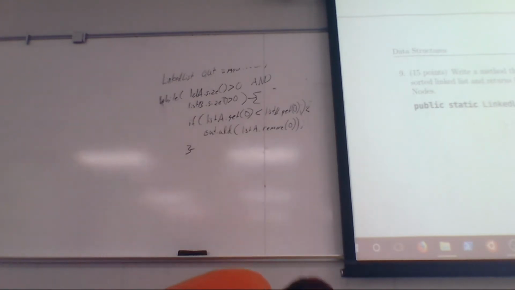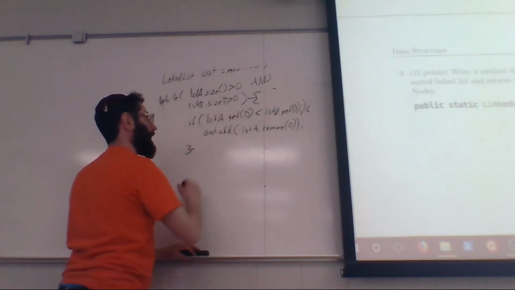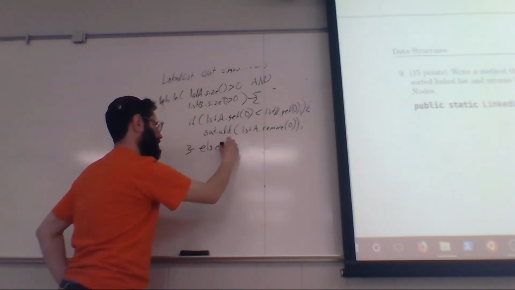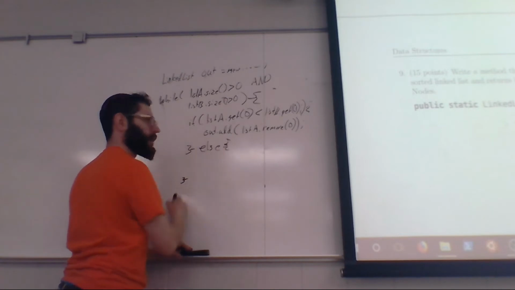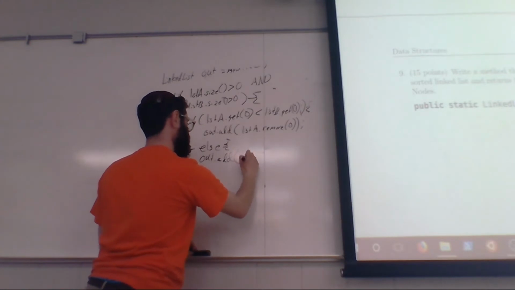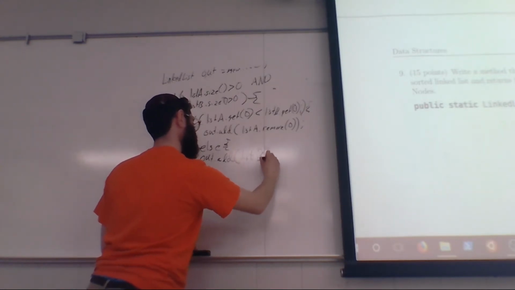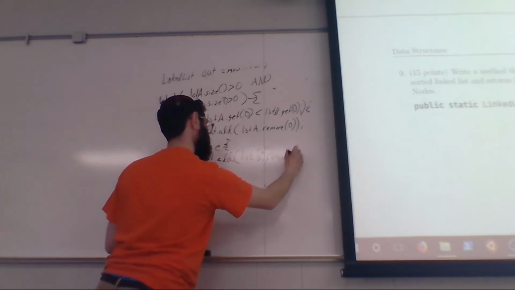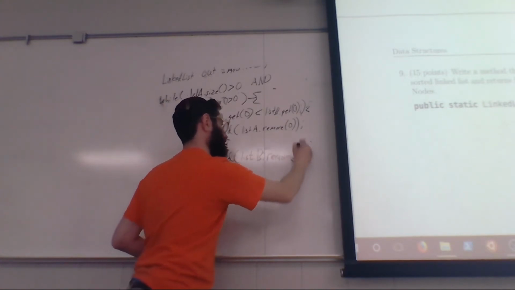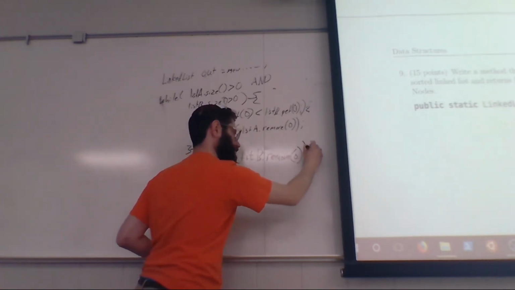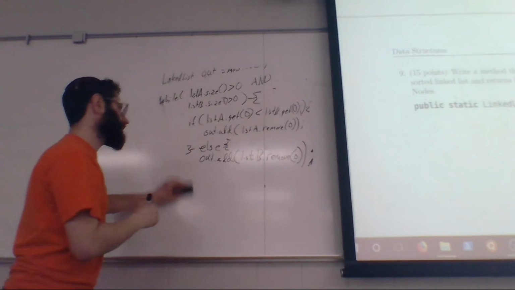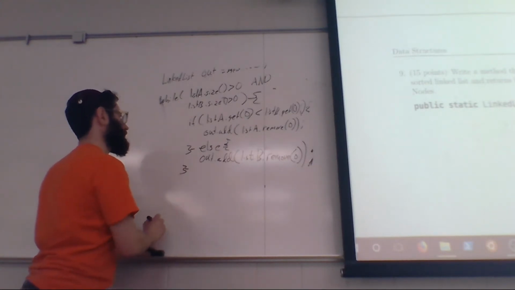Okay, next thing to do. So that was if the head of list A is less than the head of list B. Else, that means list B is smaller, so we do the same thing: out dot add list B dot remove 0. For the record, I've not actually written code for this problem before. I know how it works, but this is the first time I've written this on a board for you guys. So that's also a constant time call. And that's our loop.